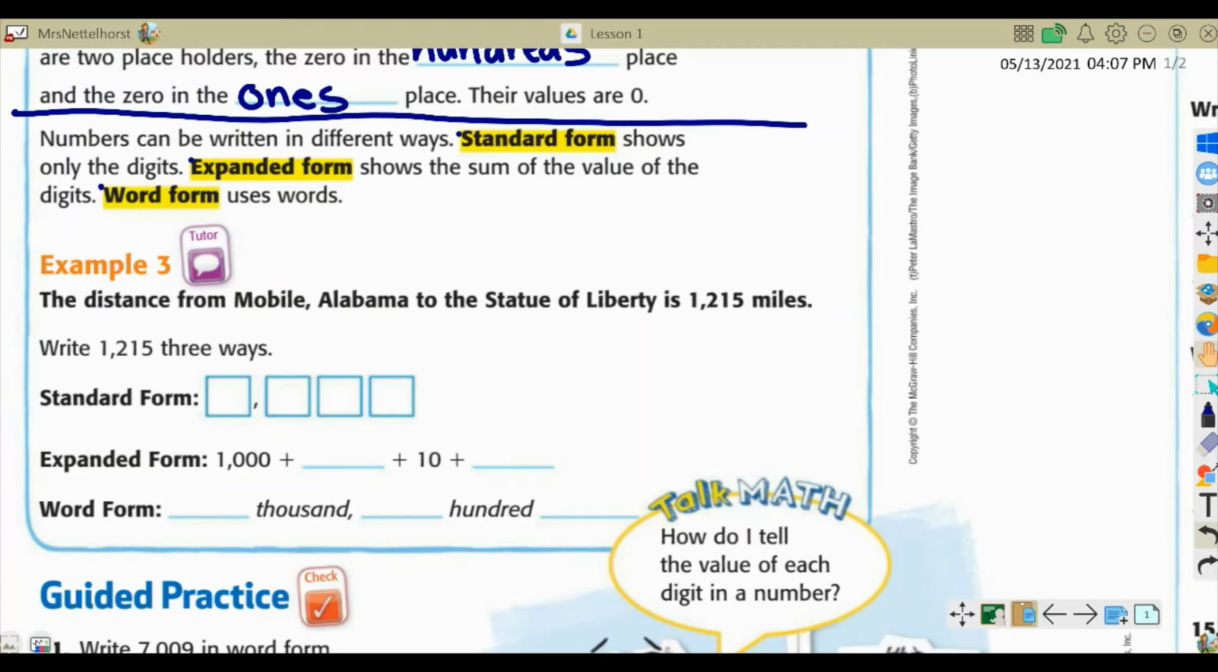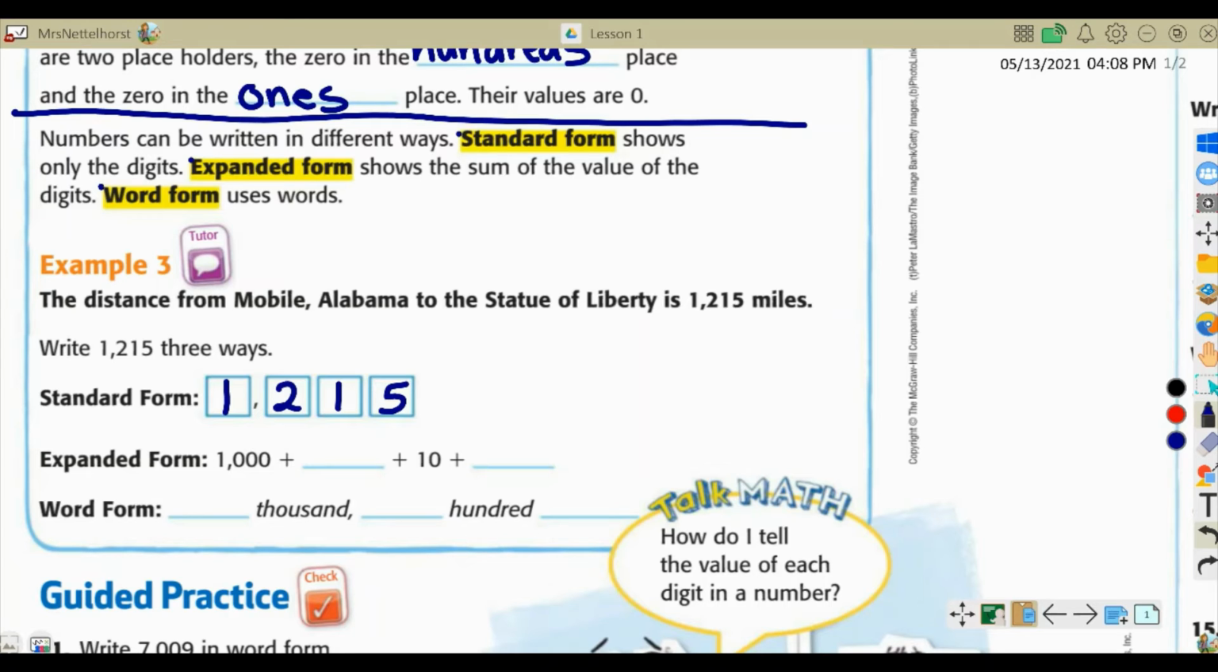Example 3. The distance from Mobile, Alabama to the Statue of Liberty is 1,215 miles. So we're going to write 1,215 three ways. First we're going to write it in standard form. I always start with the ones place to make sure that I've got everything in place. So 5, 1, 2, 1. There it is, standard form, 1,215.